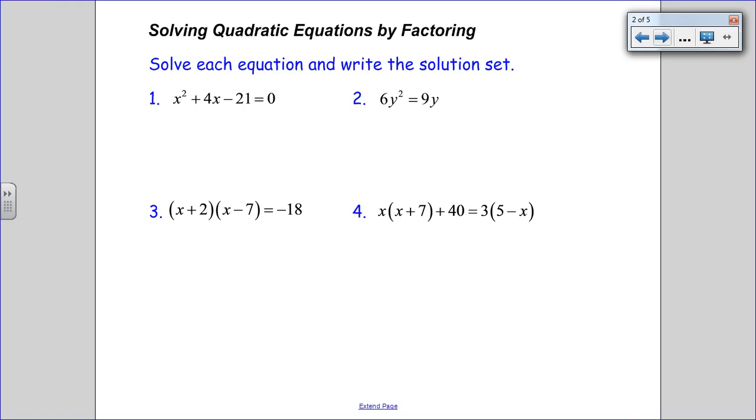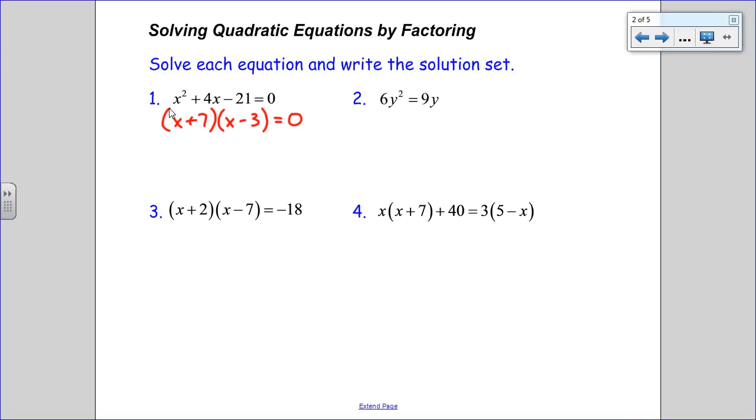Let's look at some examples. We'll solve each equation and write the solution set. The first equation is already written in our standard form of a quadratic equation, so we'll proceed to factoring the trinomial x squared plus 4x minus 21. This trinomial is the product of 2 binomials, x plus 7 and x minus 3.